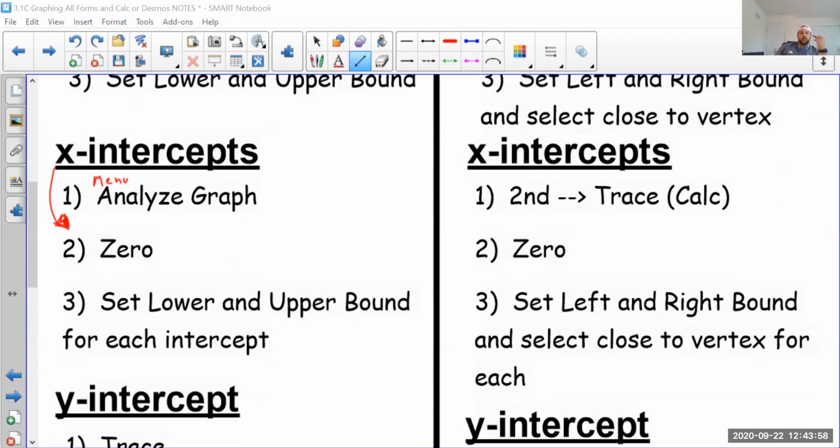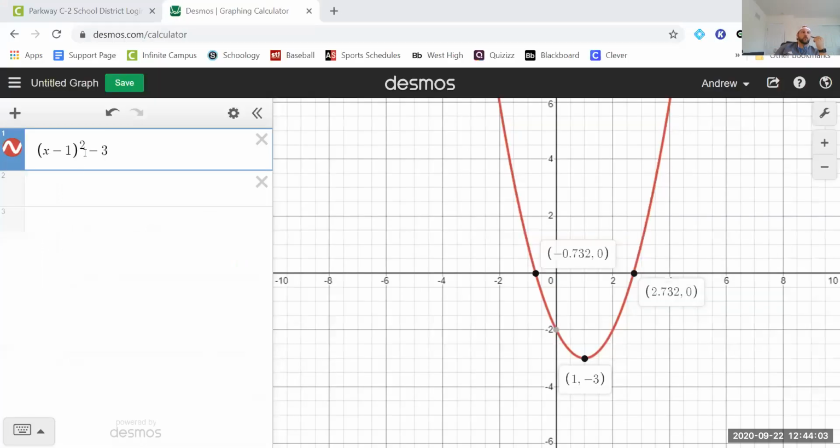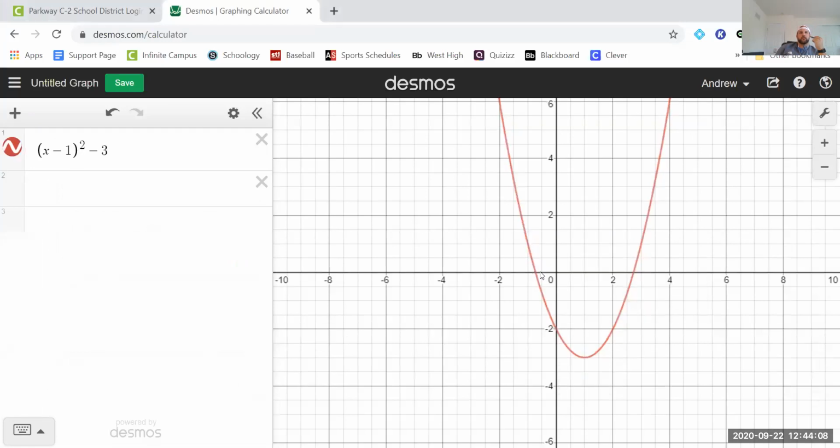For Desmos, it is super easy. We have our equation typed in. We literally just click on the graph. So I click right there, right there. There are my two x-intercepts: negative 0.732 and 2.732. So it just gives you those x-intercepts. This is what you should have gotten, whether you're using the Inspire, 84, or Desmos.